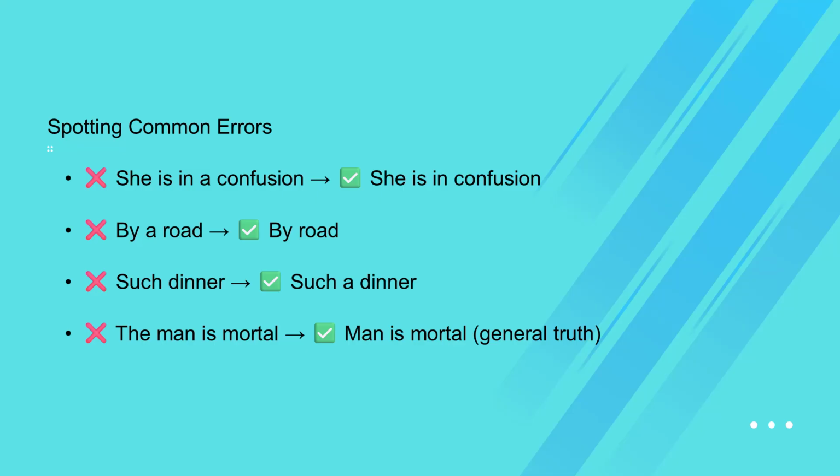Spotting common errors. Let's spot some common errors with articles. She is in a confusion, should be: she is in confusion. By a road, should be: by road. Such dinner, should be: such a dinner. The man is mortal, when stating a general truth.